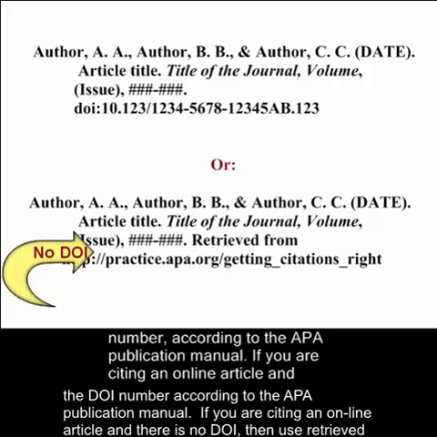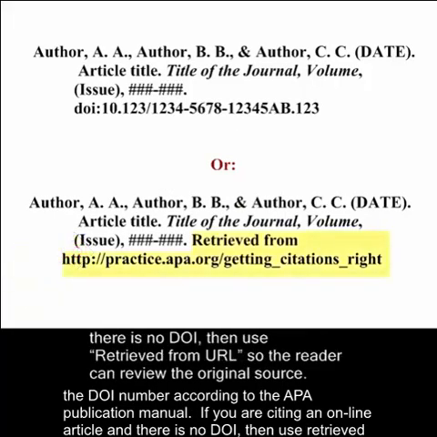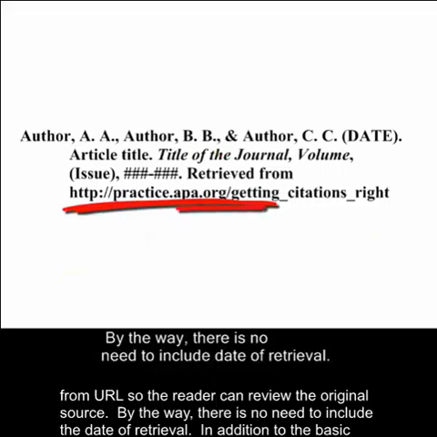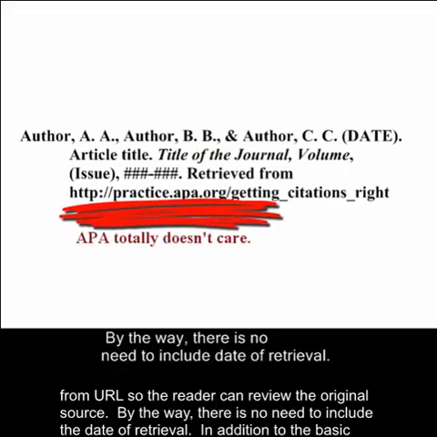If you are citing an online article and there is no DOI, then use "Retrieved from URL," so the reader can review the original source. By the way, there is no need to include the date of retrieval.